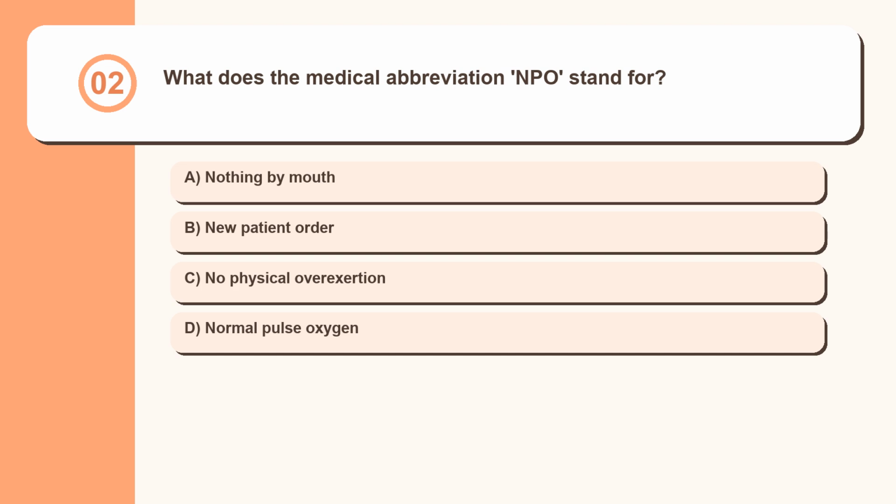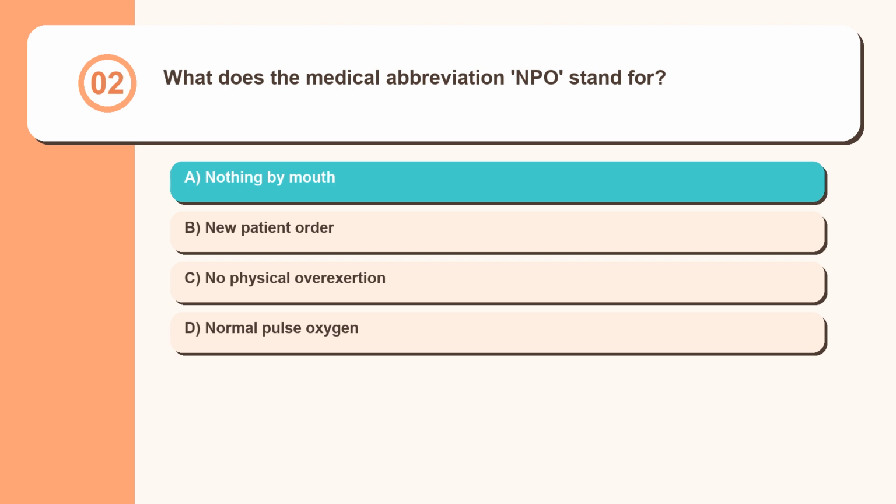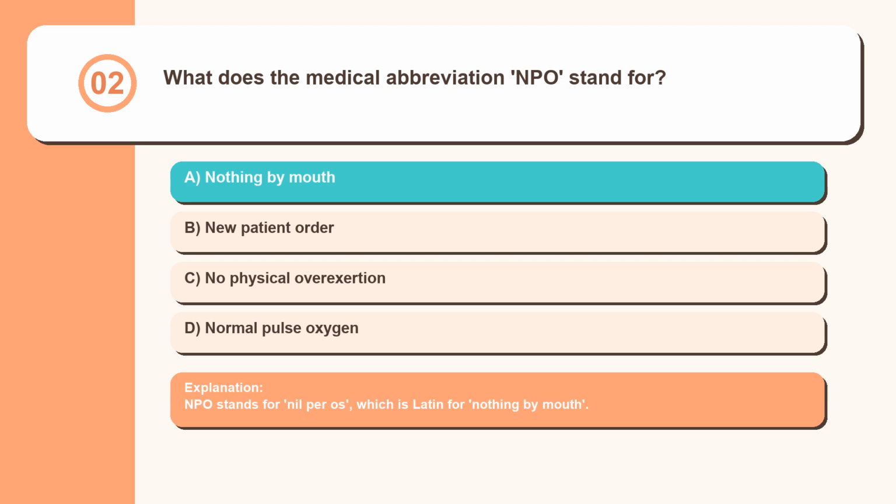Question 2. What does the medical abbreviation NPO stand for? Nothing by mouth, new patient order, no physical overexertion, normal pulse oxygen. NPO stands for nil per os, which is Latin for nothing by mouth.